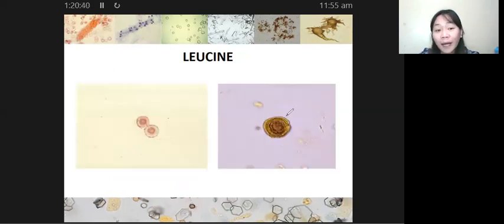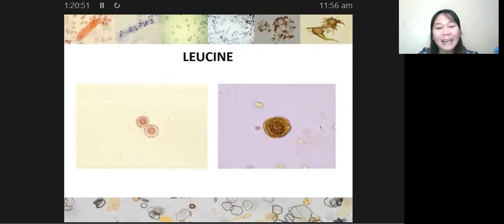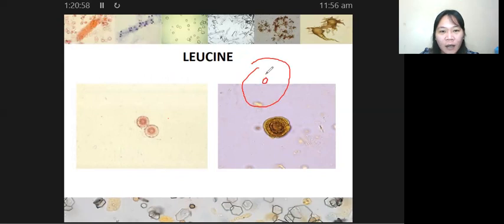Okay, yan, 'di ba? So, very distinct yung kanyang ano yung tawag doon? Ay, nakalimutan ko yung term, concentric striations. Okay, so meron siyang, 'di ba ganyan siya, tapos meron siyang concentric striations. Parang sa puno. Okay, so we have your leucine under the microscope. Alright? Next, we have your bilirubin.